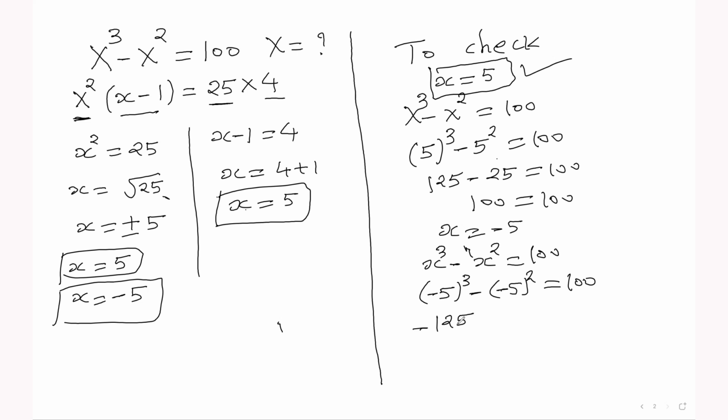And then if I try to work out minus 5 whole square, this is nothing but positive 25. That is equal to 100. If I do work out minus 125 minus 25, it's coming minus 150 equal to 100, which is not correct. So x equal to minus 5 is not our solution. So our solution is only x equal to 5.